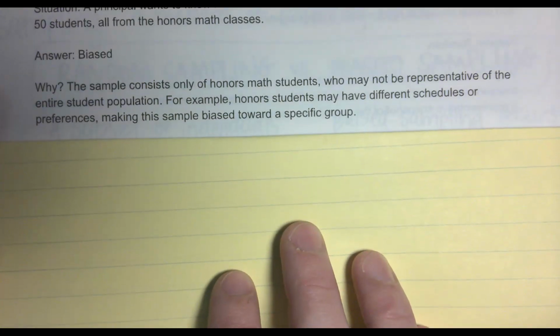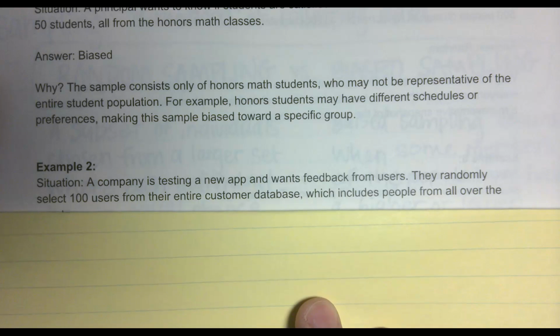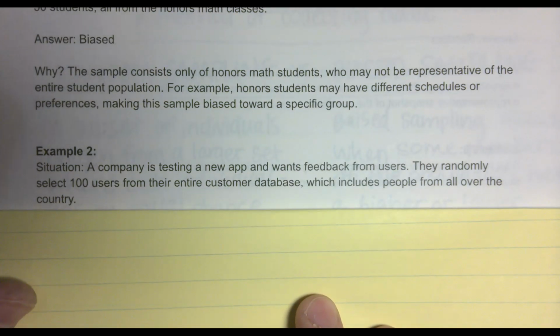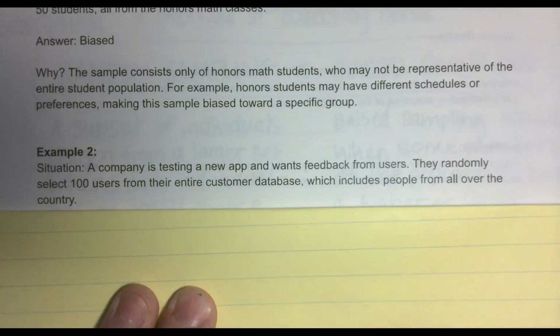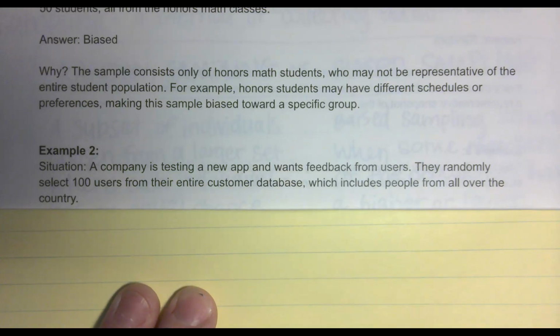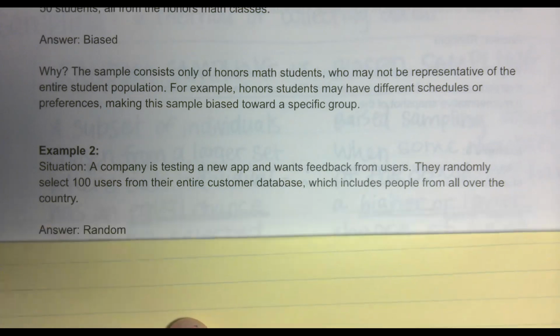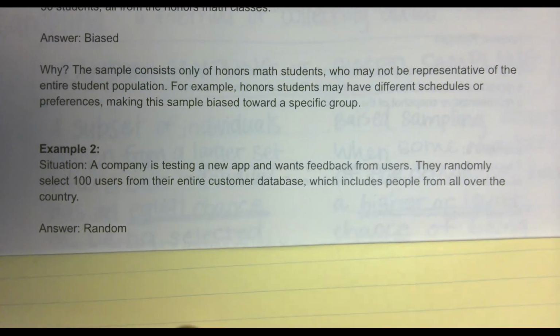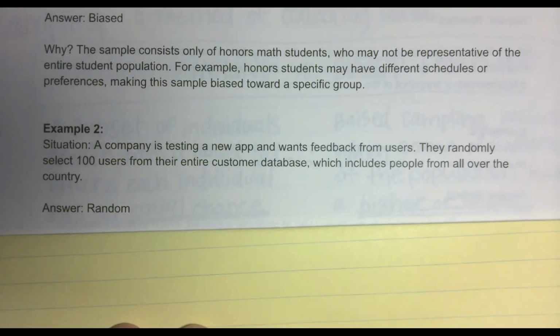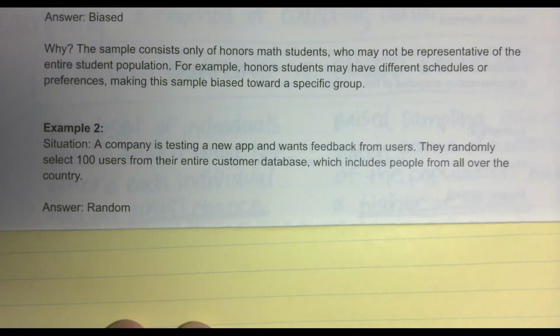Let's try another one. A company is testing a new app and they want to get feedback from the users of the app. So they randomly decide to select 100 users from their entire customer database, and that database includes people from all over the country. Is this random or biased? Random. Absolutely, that is random. Why? Because there's a whole lot of people that could be picked.